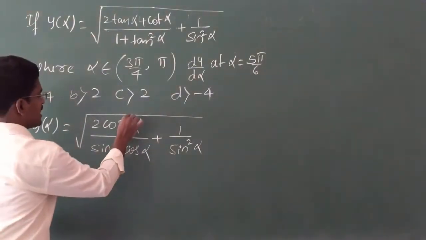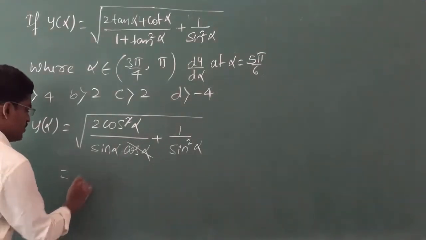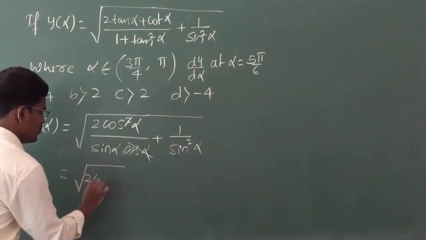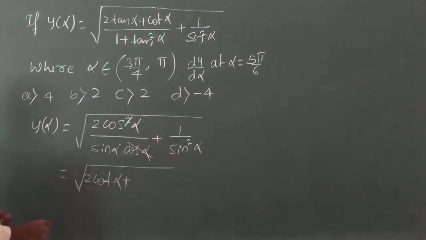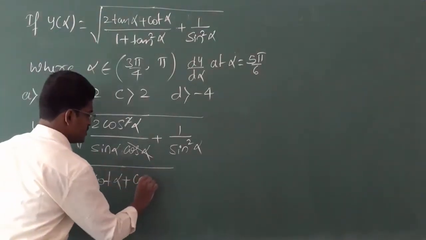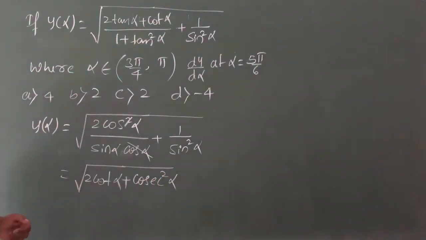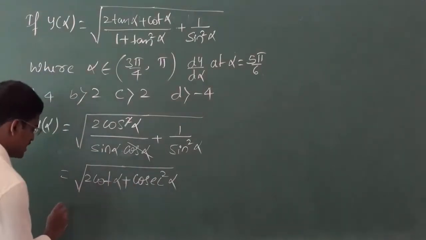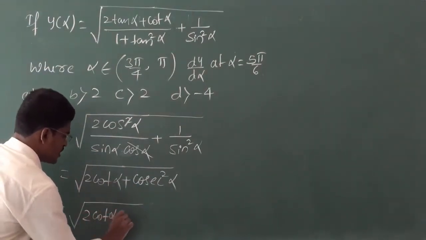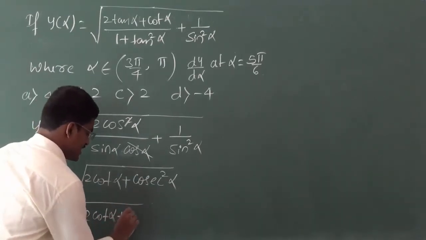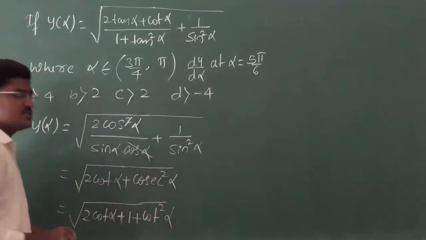So from this I can cancel cos alpha and cos alpha. So now you are going to have root of 2 cot alpha plus 1 by sin square alpha, which is cosec square alpha. This can be again written as 2 times cot alpha plus cosec square, which can be written as 1 plus cot square alpha.